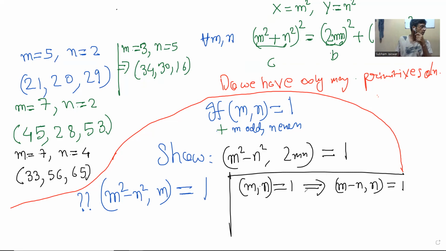This is a fundamental property of GCD. Can you show that if the GCD of M and N is 1, then the GCD of M minus N and N is also 1? This we must do. Then we can do this. Sir, if we take the example of 17 and 12. Mm-hmm. Right, so then it works.